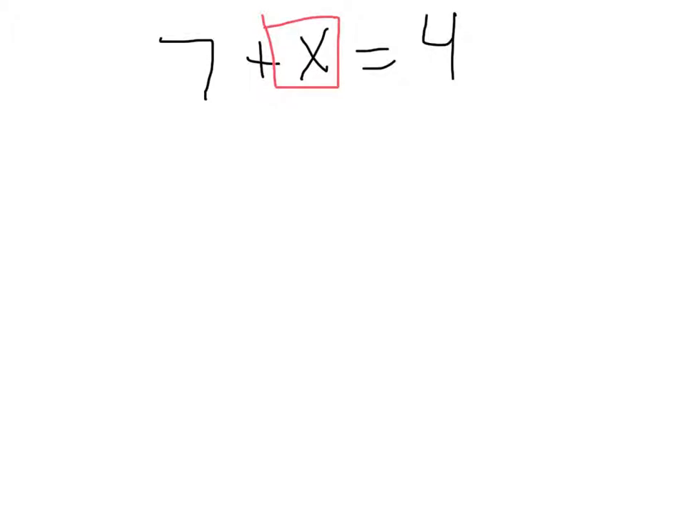Now I'm going to quickly run through what happens if it was a subtraction problem. Say it was 7 plus x equals 4. In this case, once again, I want to put a square around my variable. I'm going to draw a line separating the two sides. Then I'm going to do the opposite of the number on the side by the variable. In this case, it's 7. So the opposite of positive 7 would be a negative 7.